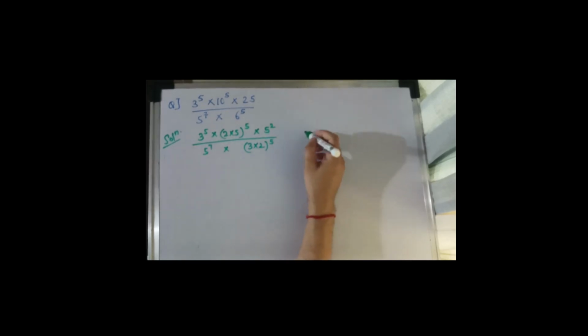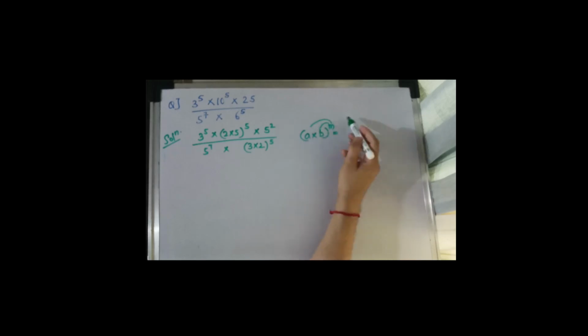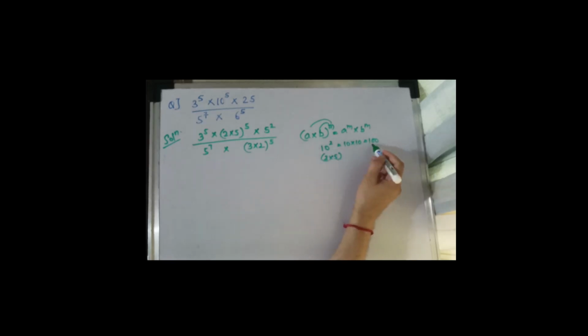Now there are two laws that are used here. One is A into B to the power of M. This will get distributed: A to the power of M into B to the power of M. So if we have, let's say, 10 to the power of 2, what will happen? 10 to the power of 2 is 10 into 10, right? So this will give us 100. 10 to the power of 2 is 100.